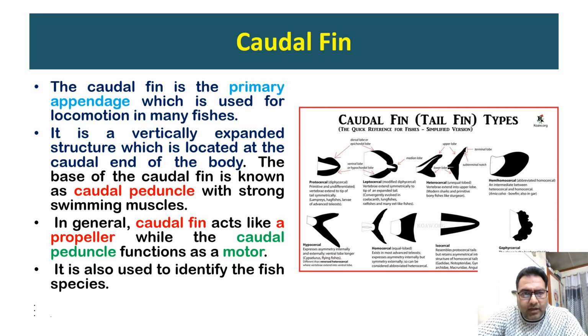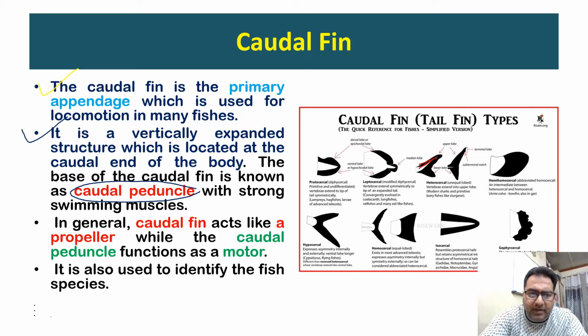Then the caudal fin. Talking about the caudal fin, it is the primary appendage which is used for locomotion in many fishes. It is a vertically expanded structure which is located at the caudal end of the body, and the base of the caudal fin is known as the caudal peduncle. So this is the caudal peduncle from where the caudal fin starts, and so the base is called the caudal peduncle, with strong swimming muscles.